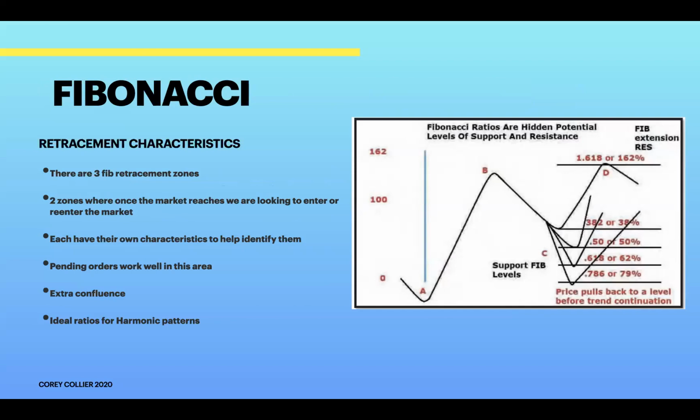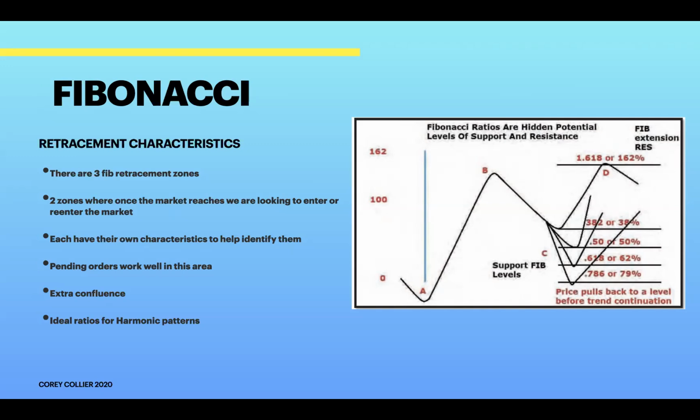We're going to get into some retracement characteristics. Understand that there are 3 Fib retracement zones that we pay attention to, which is the 618, 786, and the 886, excuse me. Though the market can retrace, guys, to several different zones. Each of those zones have characteristics to help identify them. Pending orders work well in the area of the 786.